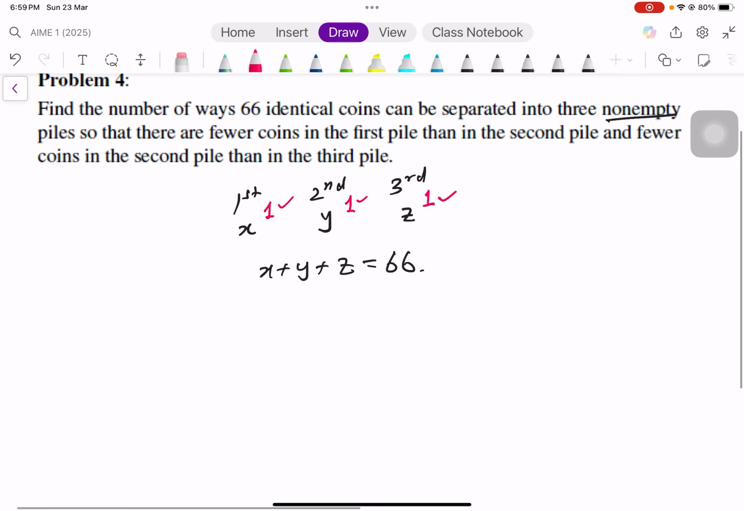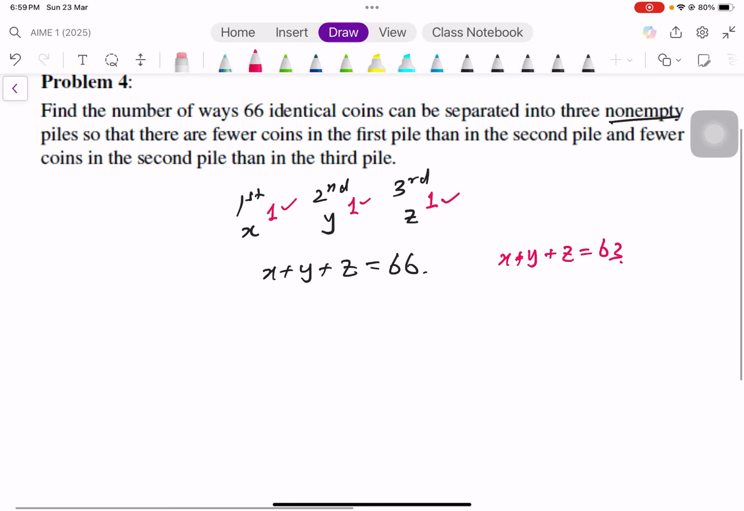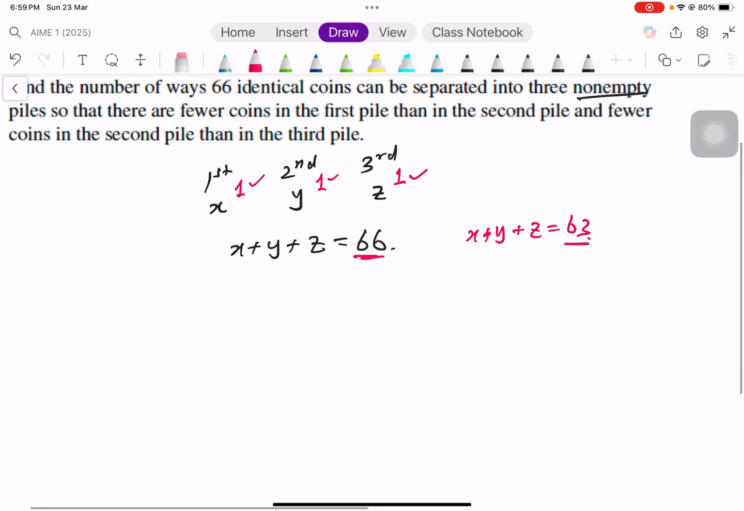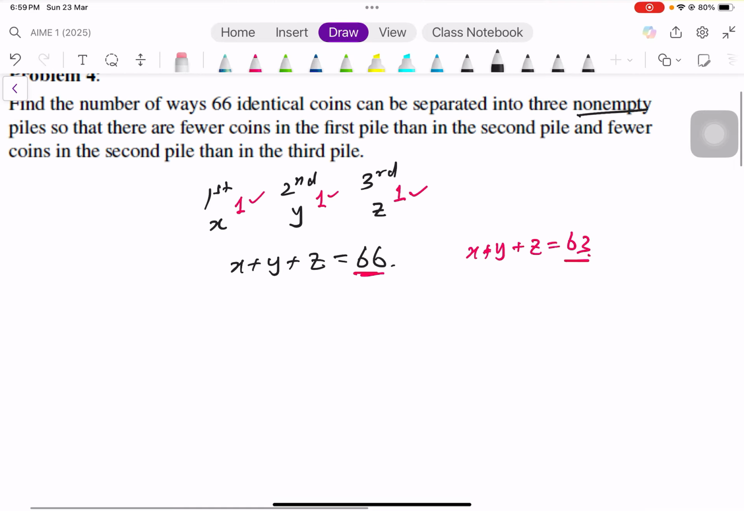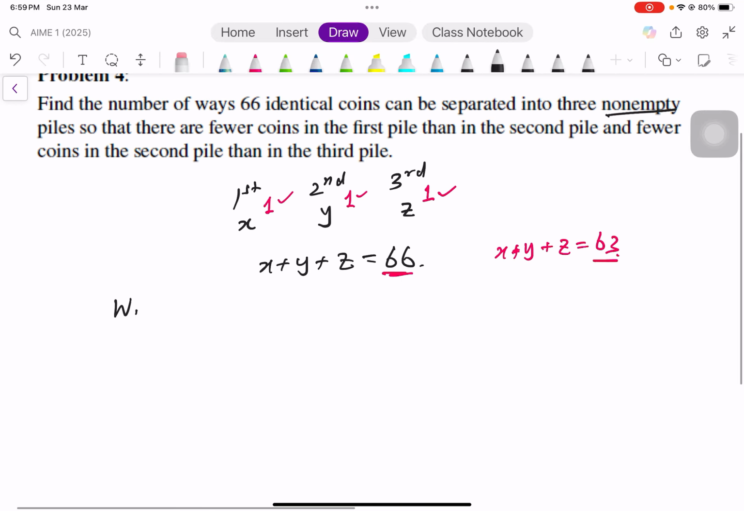Therefore, the question is changed into what? The question is changed into X plus Y plus Z is actually equal to 63, because each pile you already put one coin into the respective pile. That means instead of 66, it becomes 63. Therefore, we study this general case first, without restriction.